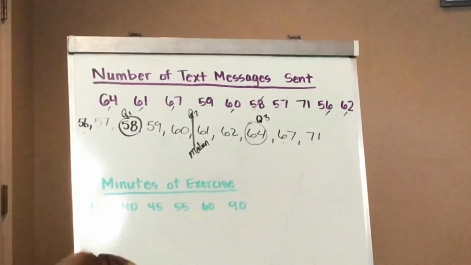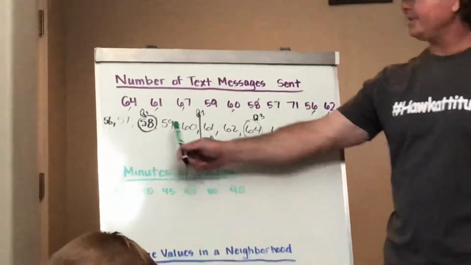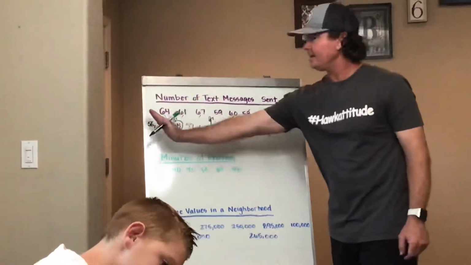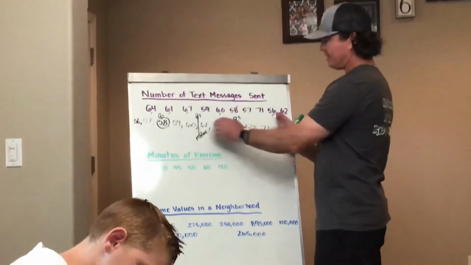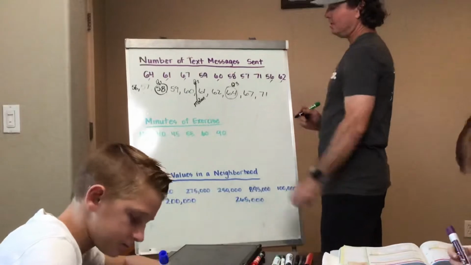Can you guys see it? See how that works? I've got my median. Then this is really just the median of this set of data. And this is the median of this set of data. Quartile 1, quartile 2, quartile 3.